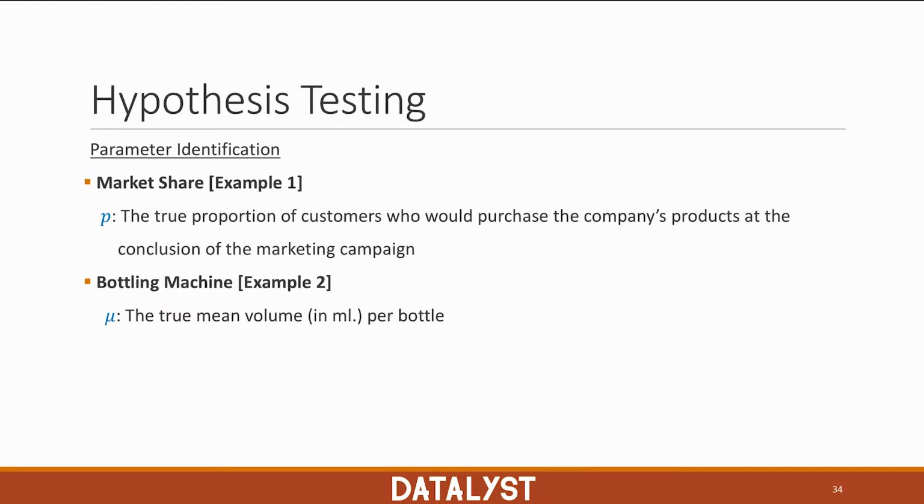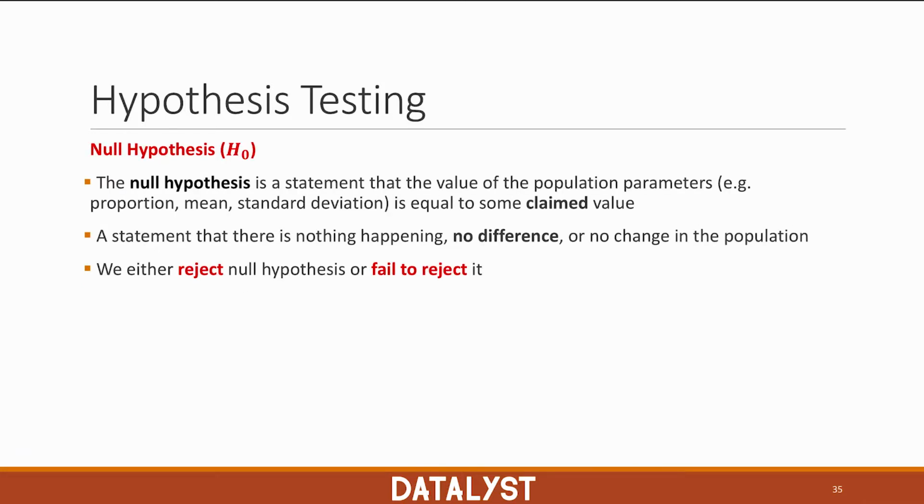For the first example, the market share example, the parameter of interest is the true proportion of customers who are going to purchase the products after the marketing campaign. For the second example, the parameter of interest is the true mean volume per bottle. Before we formulate the null and alternative hypotheses for the two examples, let's do a quick recap of what the null hypothesis and the alternative hypothesis are about.